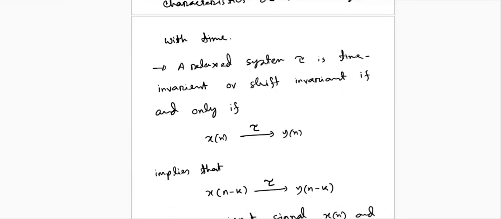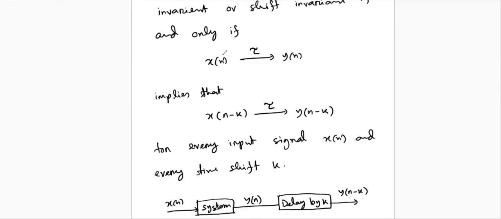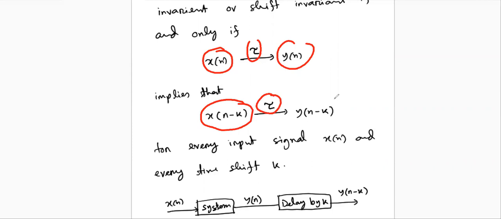A relaxed system T, so this is the system, is time invariant or shift invariant if and only if, what is the condition? The input given to the system and you have the output implies that if you shift your input and give it to the same system, it will give your output as a shifted version.